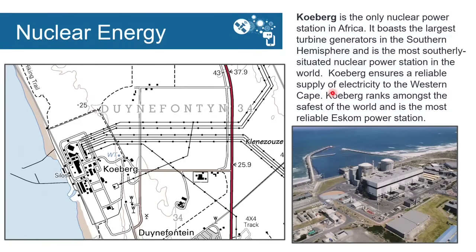It ranks amongst the safest nuclear power stations in the world. It is also the most reliable of all the Eskom power stations. Our Koeberg nuclear power station is the most reliable one. It is far more reliable than the coal-burning ones that we find in the interior of South Africa.